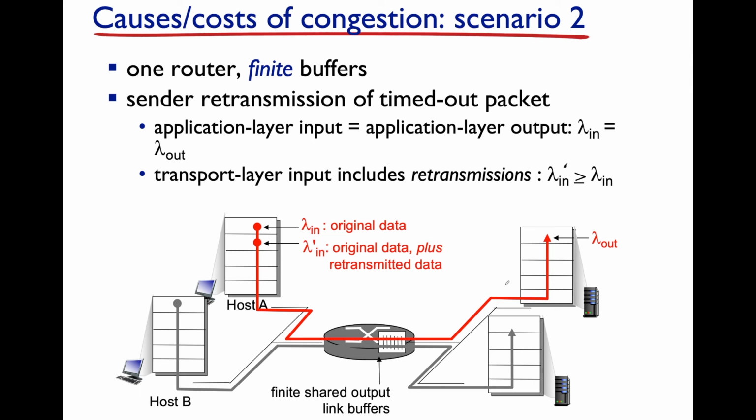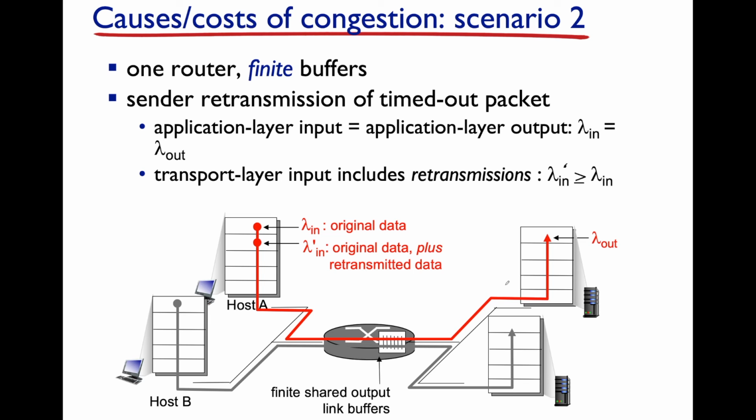And so the application layer then inputs data at a rate of lambda in. But as we said when we looked at the principles of reliable data transport, the transport layer maintains a copy of that segment because it might need to resend it.